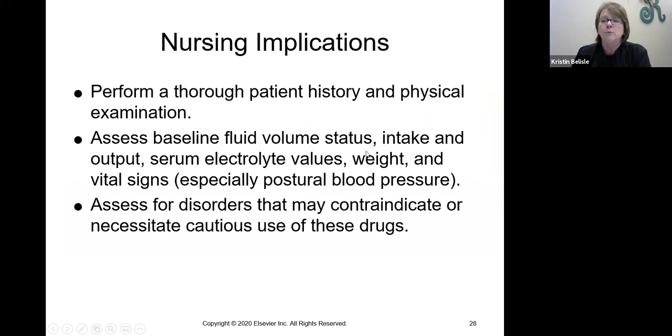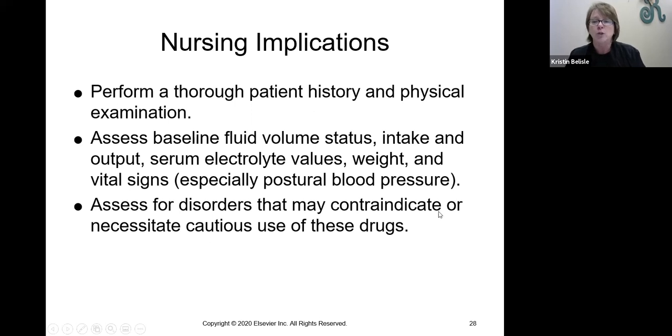Assess your baseline fluid volume status, intake and output, serum electrolyte values, weight, and vital signs. We want to weigh our patients. If they're a heart failure patient, we always know to weigh. Same time, same scale, same clothing. The best time is in the morning after they've fasted, when they wake up and use the restroom. Eliminate their urine and feces if they can, at least their urine, and then get on the scale and track it. If they have a 2-pound weight gain in 24 hours or a 5-pound weight gain in 7 days, they need to contact the physician. That is not good or normal.